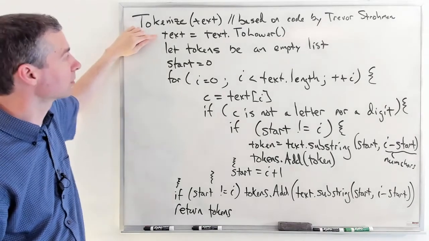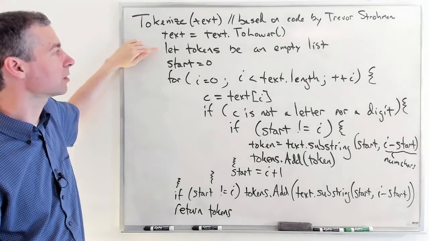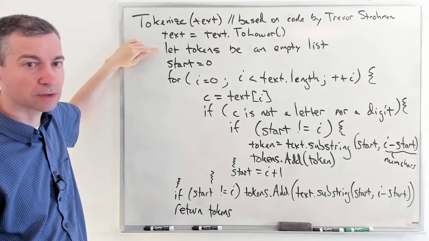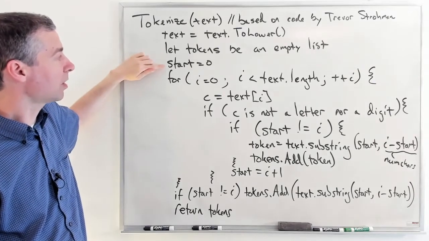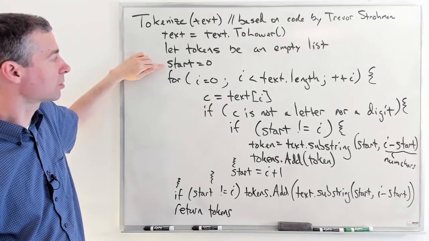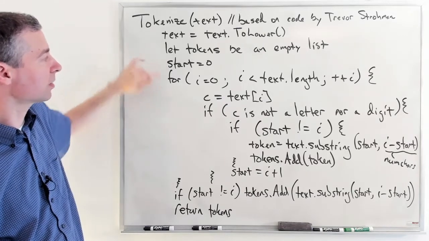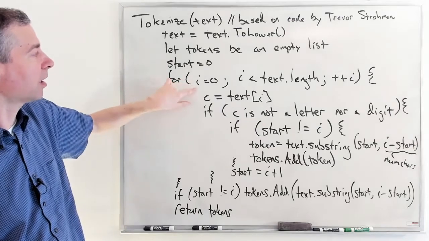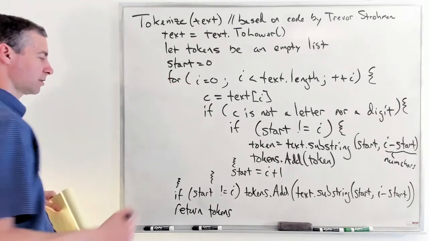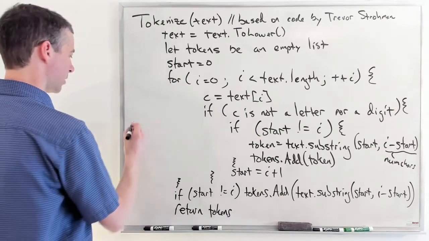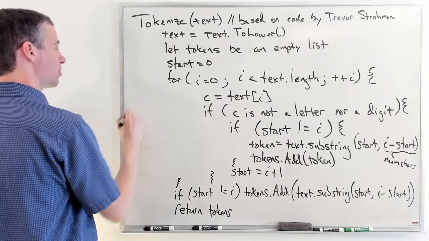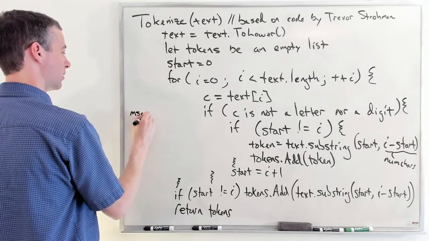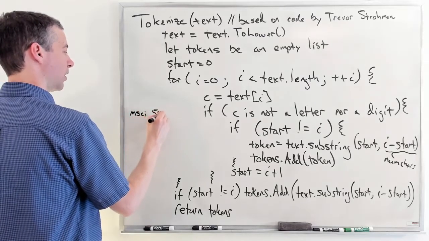All right, so again, let's walk through this real quickly. Take our text. We're going to lowercase it. We're going to make a list to store the tokens as we find them. We have this notion of these two indexes that we'll keep, start and I. So let's say that we've got a piece of text which, after it's been downcased, says MSCI 541.